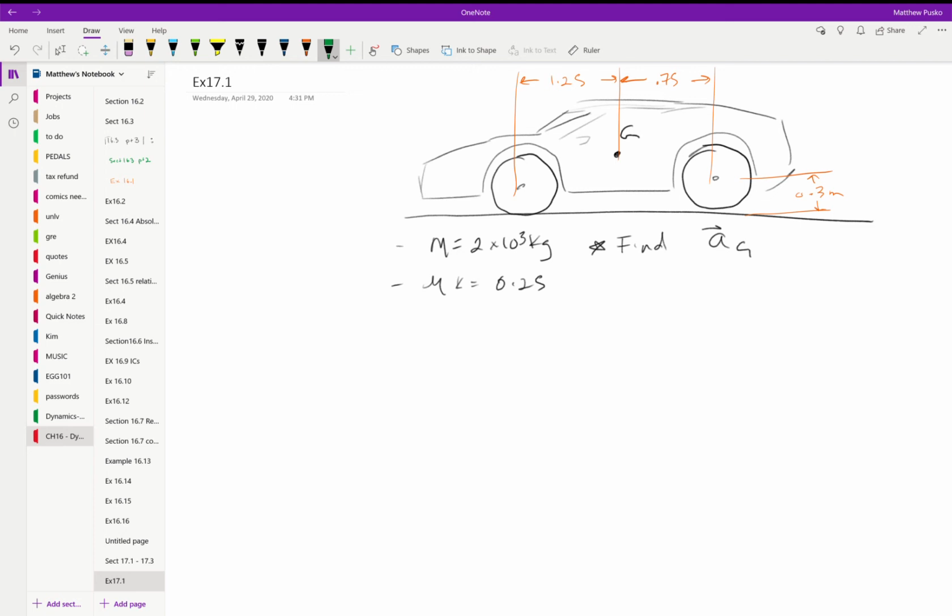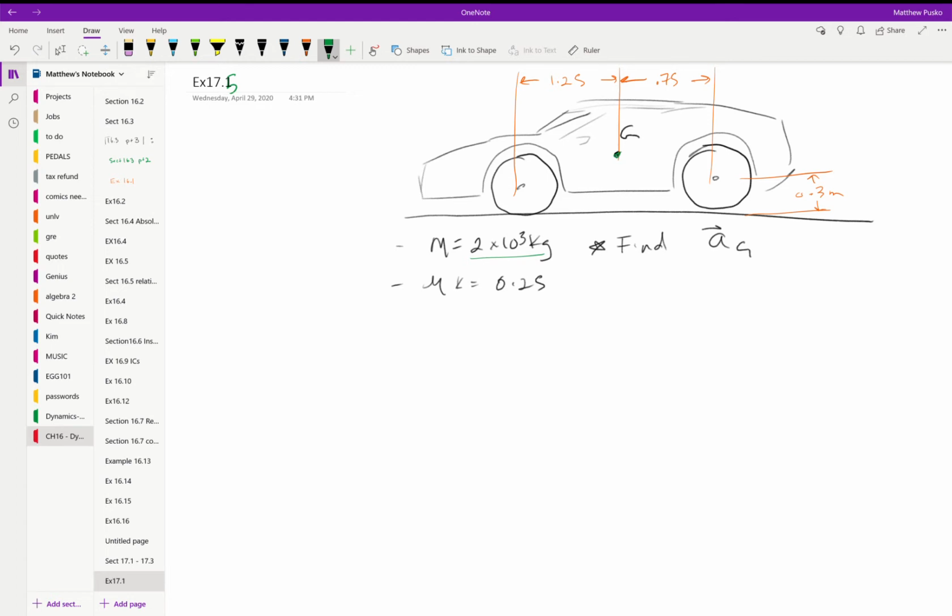Let's look at example 17.1. 17.5, sorry. So we have a car that's 2 megagrams, or 2 times 10 to the third kilograms, that has a center of mass at G, right here.